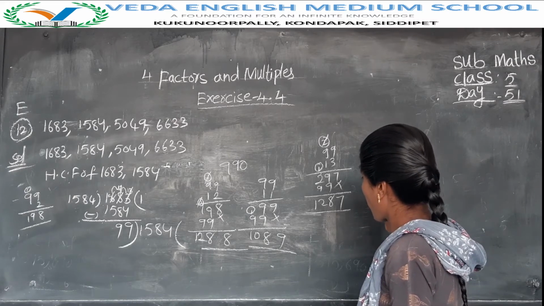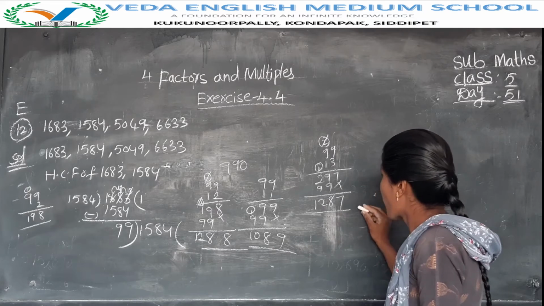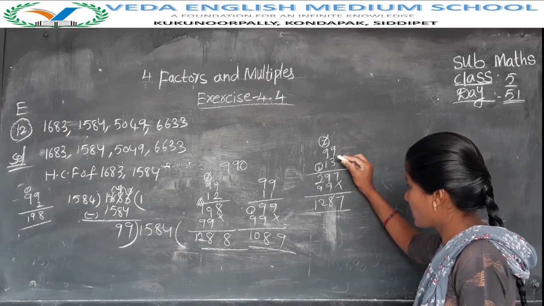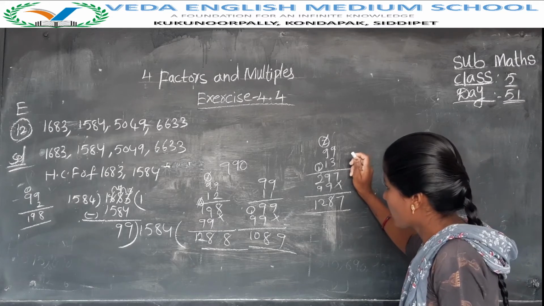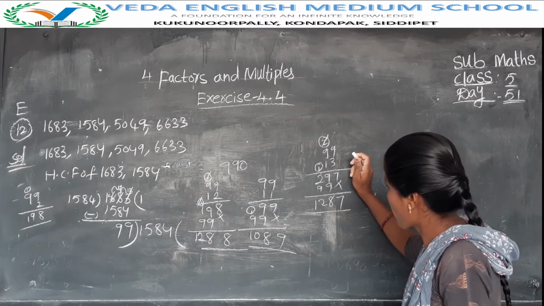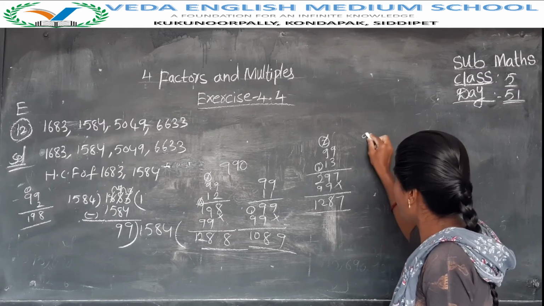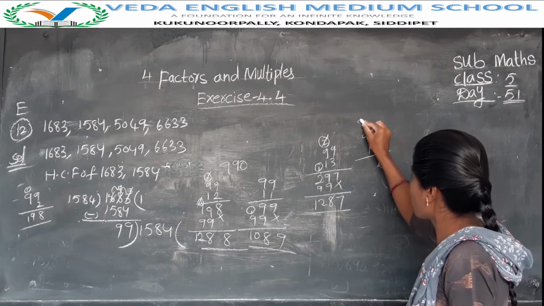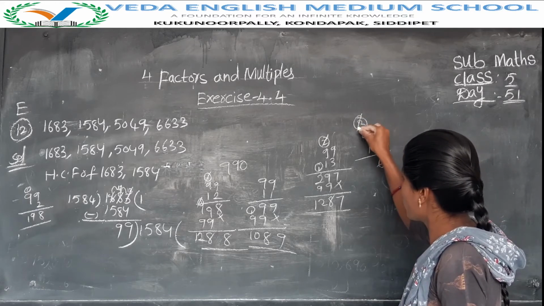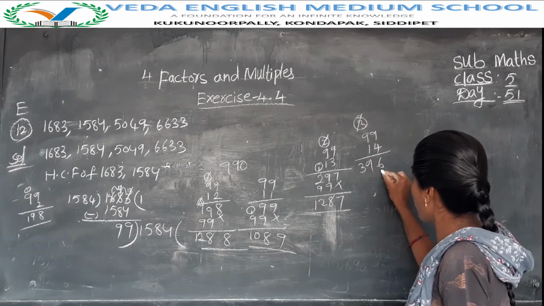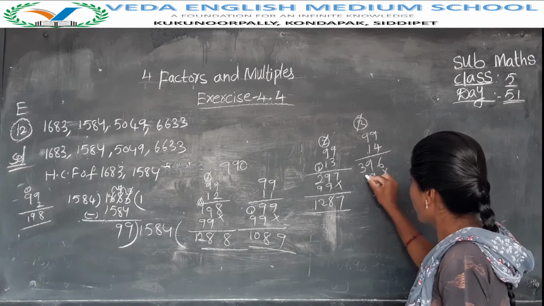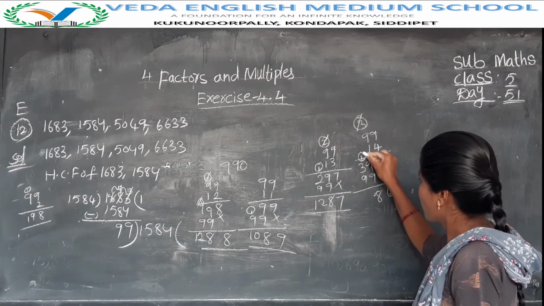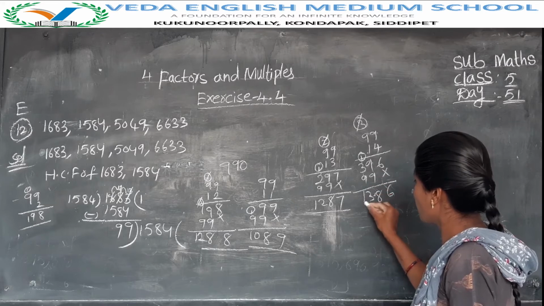Okay, 99 13s are 1287. Next 99 14s are 4 9s are 36, 36 plus 3 39, 1 9s are 9, 6, 9 plus 9 18, 9 plus 1 10, 10 plus 3 13.